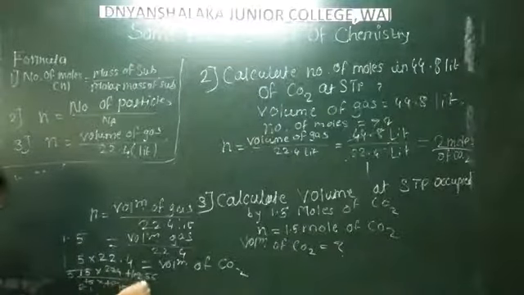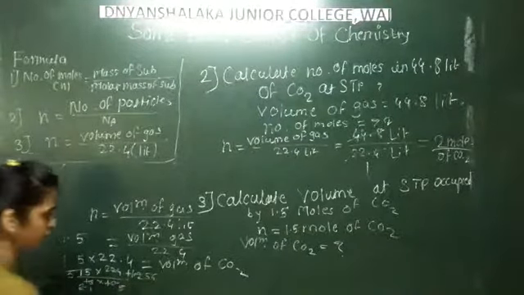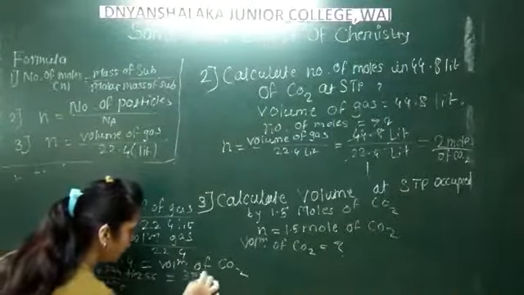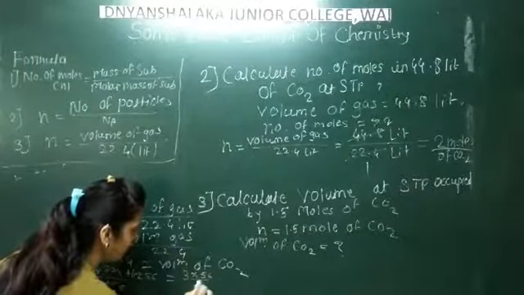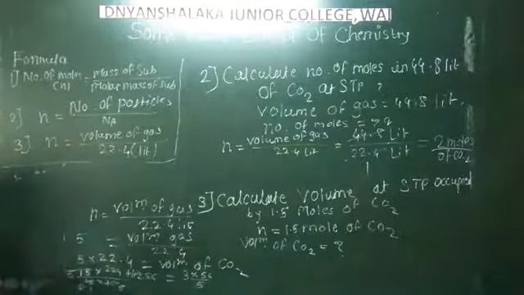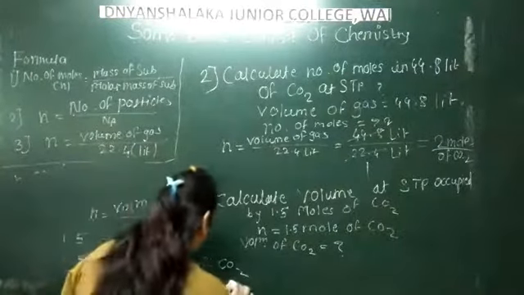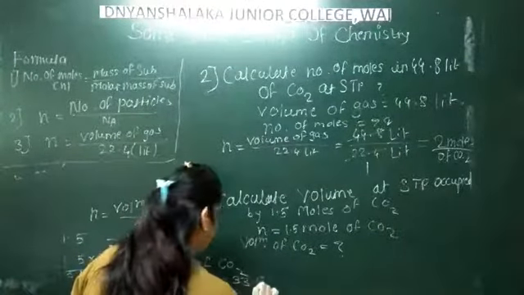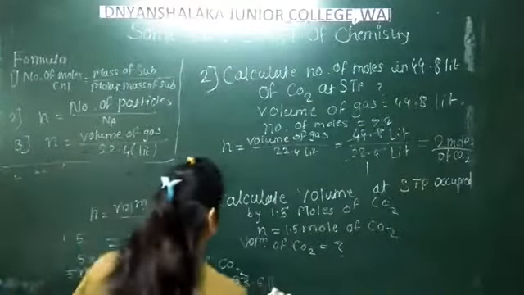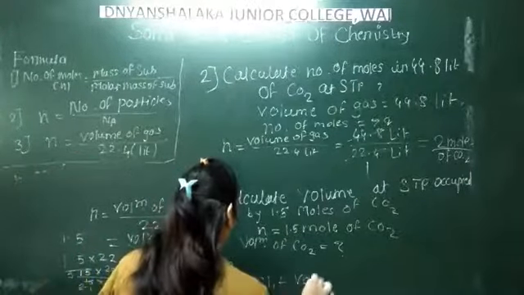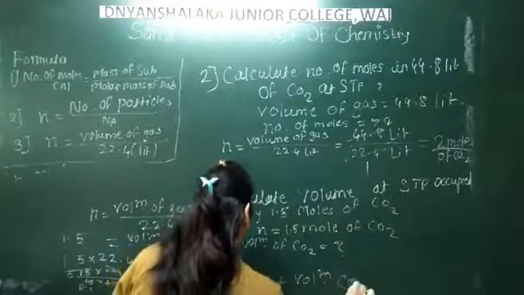So 3 into 56 divided by 5. On calculating this equation we get 33.6 liter volume of carbon dioxide gas.